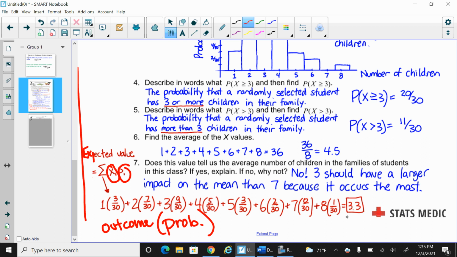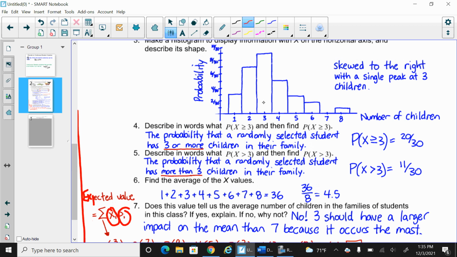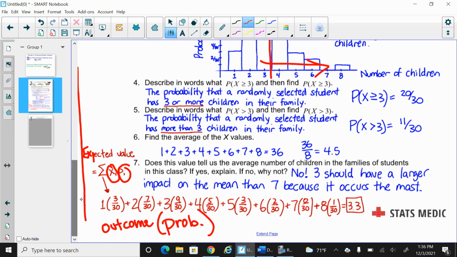Now, when you are looking at expected value, you're going to want to keep that decimal. That decimal is telling us that it's somewhere between 3 and 4. Not speaking to the shape. Remember how we said this was skewed to the right? This 3.3 expected value for x is telling us that it's not exactly 3. It's a little bit more than 3, meaning our shape isn't perfectly symmetrical. There is some skewness there. It's not perfectly centered on the peak.